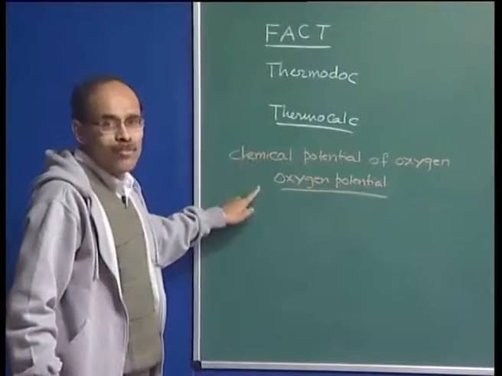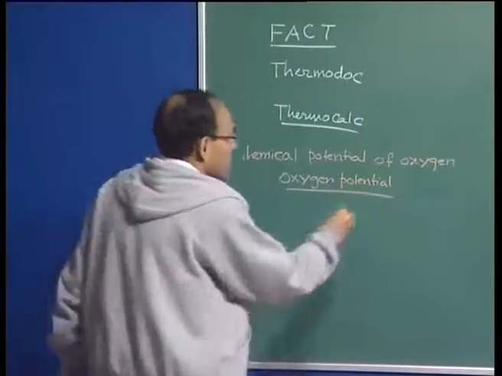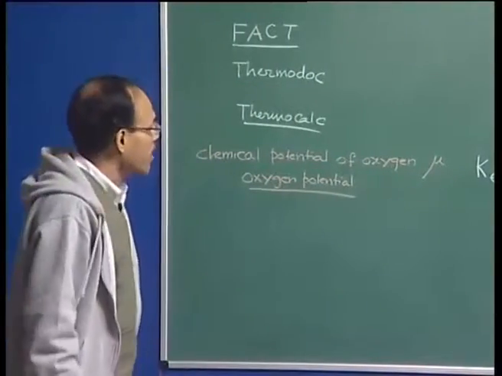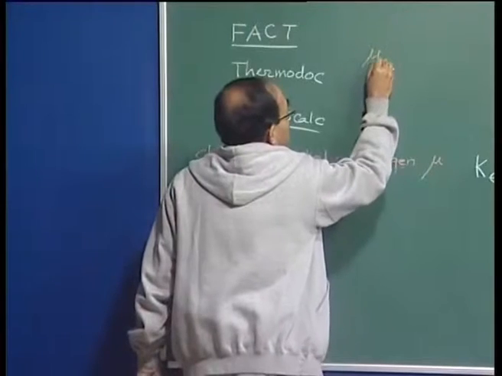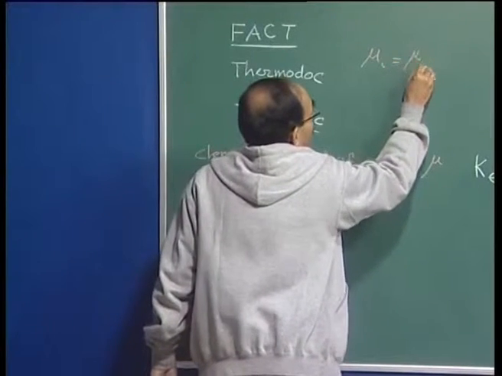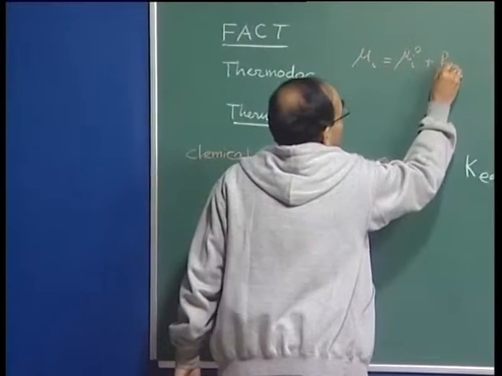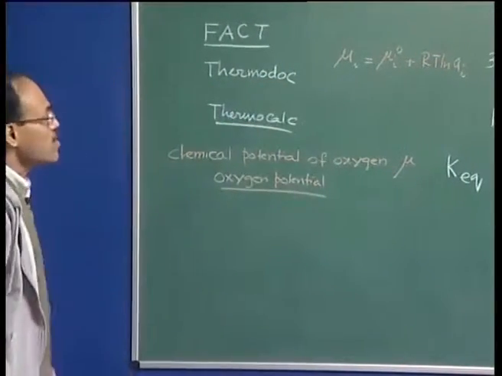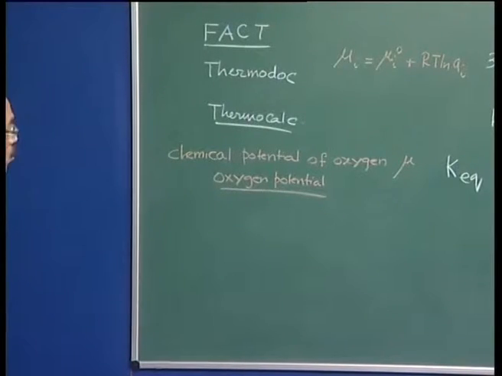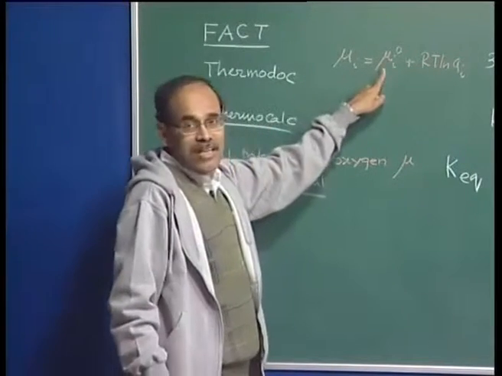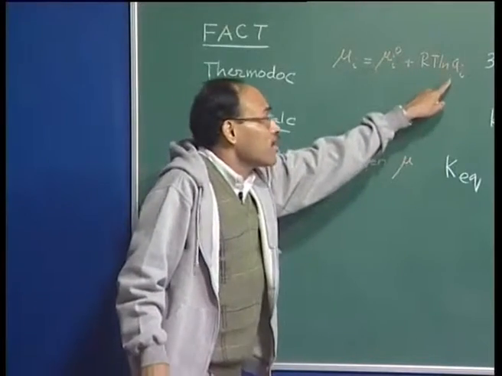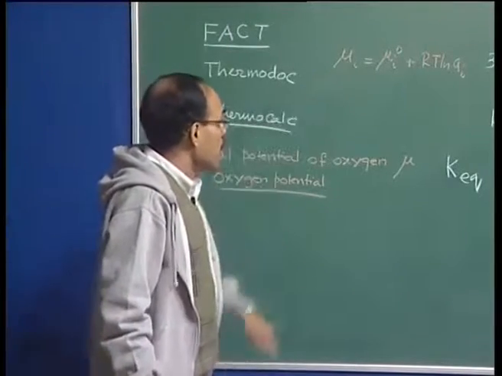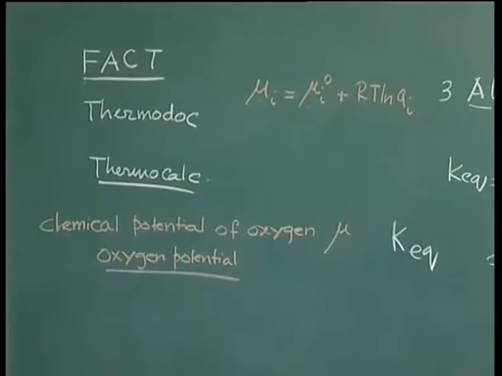This is a very important term which we frequently use: chemical potential. Our notation for chemical potential is mu, and mu for a species i is equal to mu i naught plus RT ln a i. That is the chemical potential, a standard, well accepted formulation. This is the standard chemical potential of the species, this is the activity, and this is the chemical potential under consideration under a given condition.